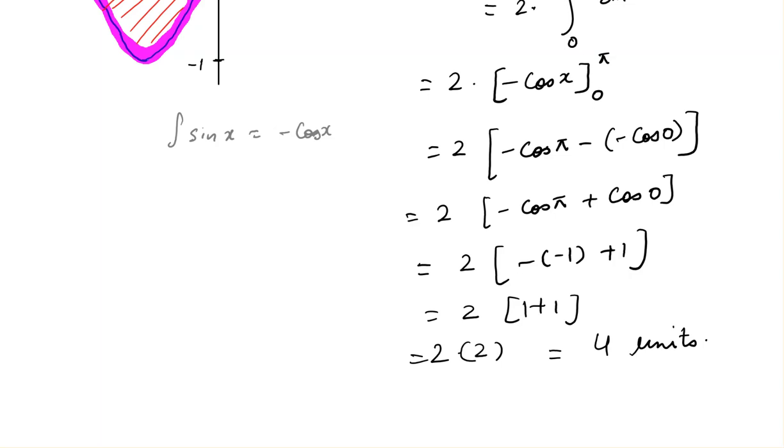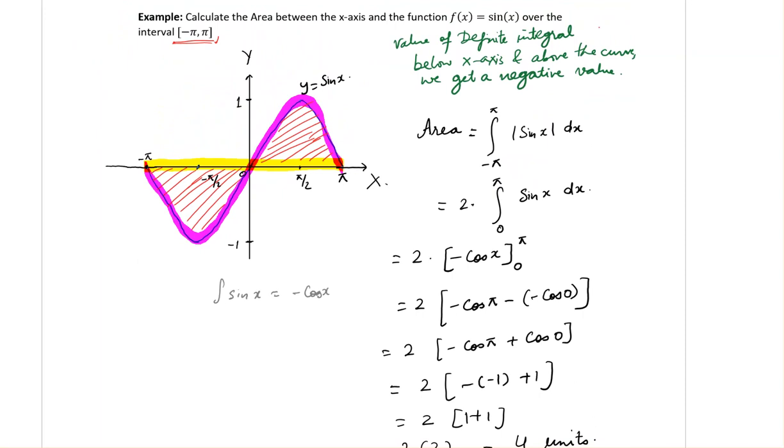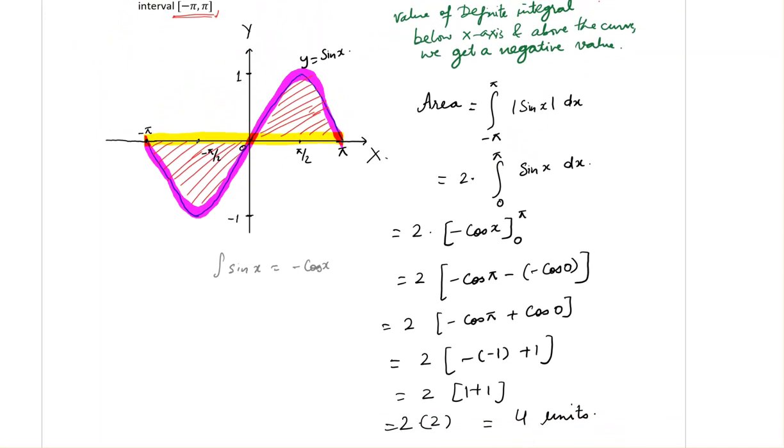So the area enclosed by y is equal to sine x and the x-axis between negative pi to pi is 4 units.